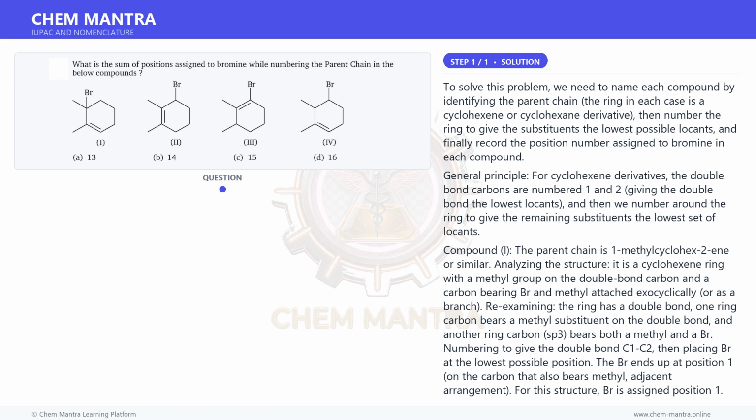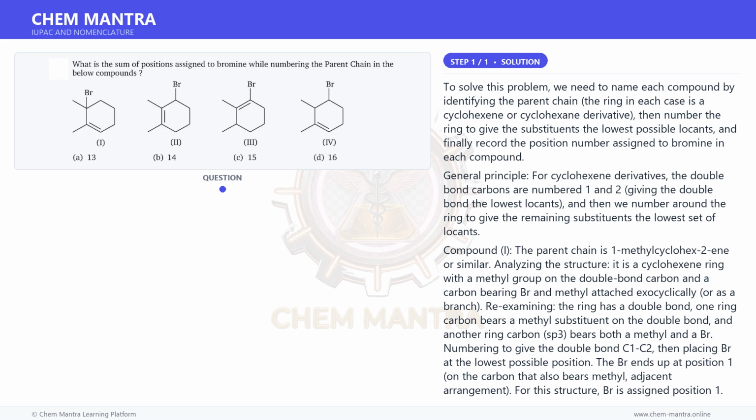Compound 1, Br at position 1. Compound 2, Br at position 1. Compound 3, Br at position 6 or appropriate. Compound 4, Br at position 6 or appropriate. Re-evaluating to reach sum equal to 15, answer C.